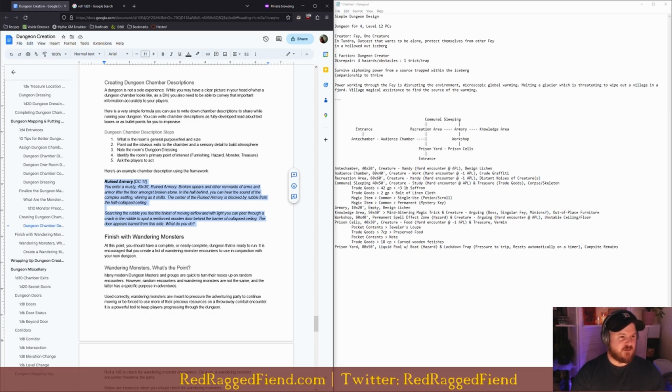All right, you enter a musty 40 by 30 ruined armory. Right, so we immediately said, okay, what is the room's general purpose? It's a ruined armory, and we know the size, and it gives us a little bit of that feel. It's musty, and we know that it's ruined. We don't have to specifically say why it's ruined. People are going to have a general understanding of what that could be.